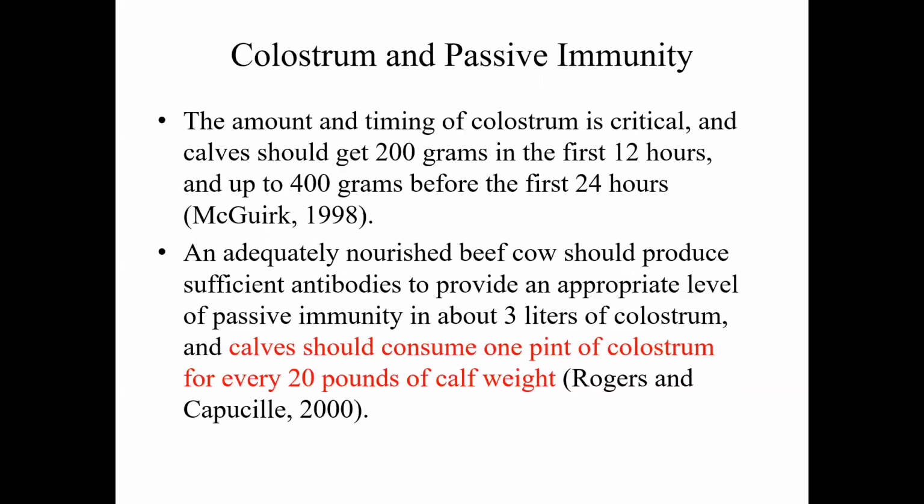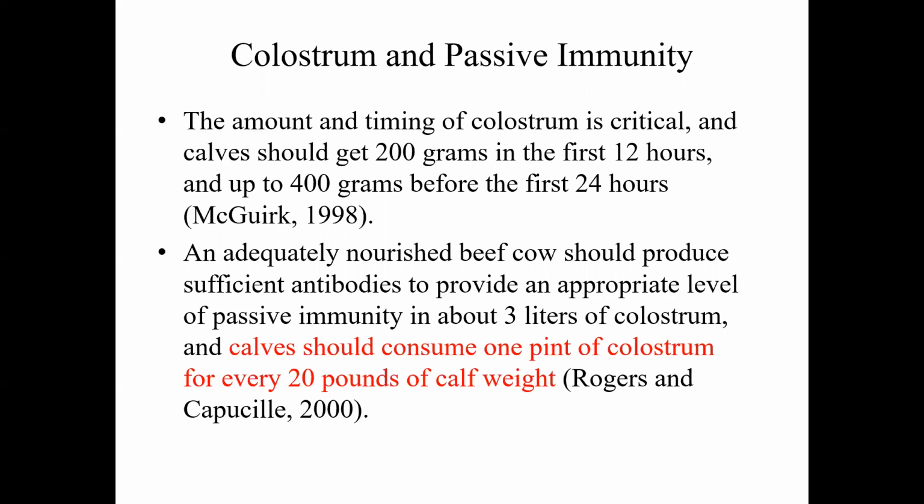The amount and timing of colostrum is critical, and the calf should get 200 grams in the first 12 hours and up to 400 grams before the first 24 hours. There's 454 grams in a pound, so that works out to be about a pound. An adequately nourished beef cow should produce sufficient antibodies to provide an appropriate level of passive immunity in about 3 liters of colostrum. So what this really means is that calves should consume 1 pint of colostrum for every 20 pounds of calf weight.